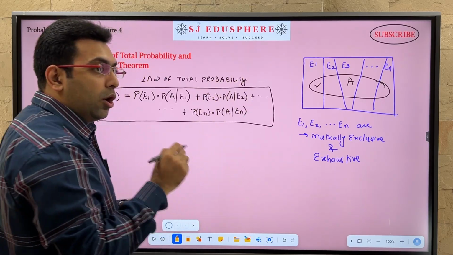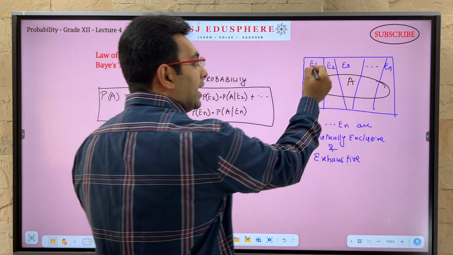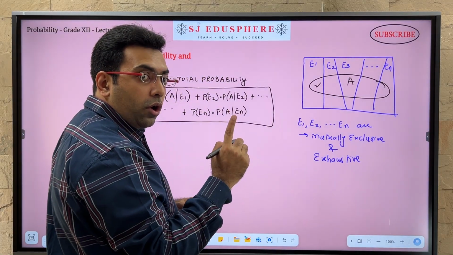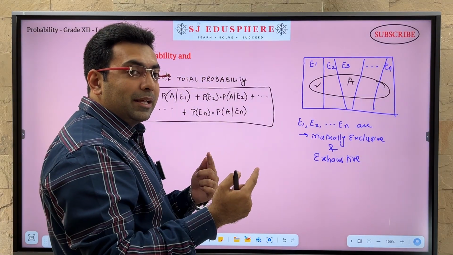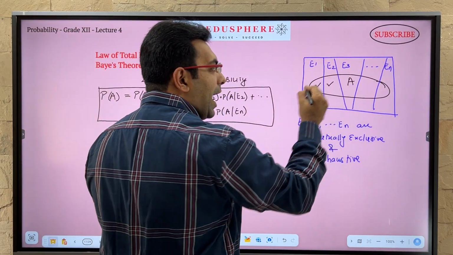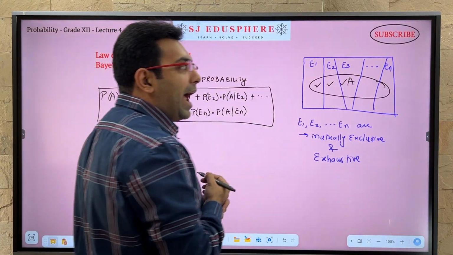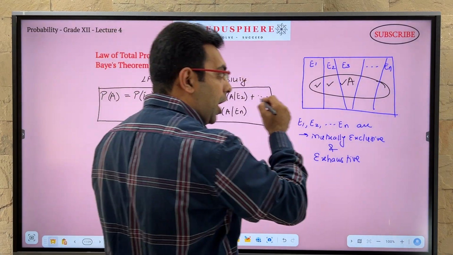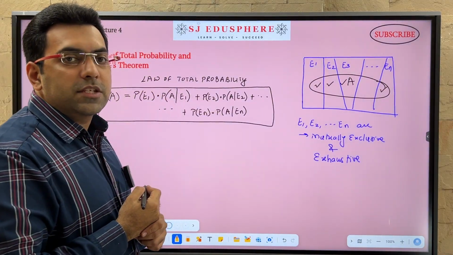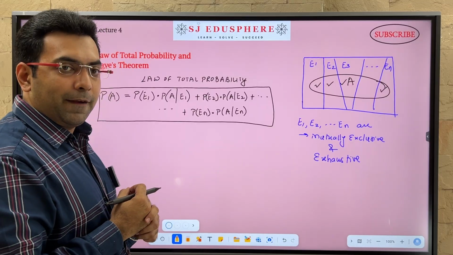I repeat again, what is the total probability of A taking place? You select E1 and get A from E1. Or, if you recall, when I say and, I multiply. When I say or, I add. Or select E2 and get an A from E2, or select E3 and get an A from E3, up to select En and get an A given that it is from En. This is your total probability of getting A.